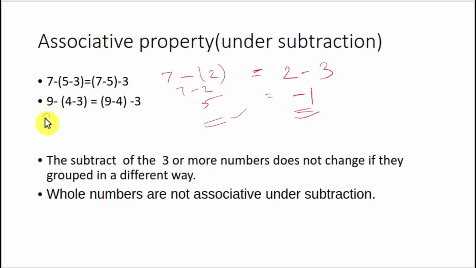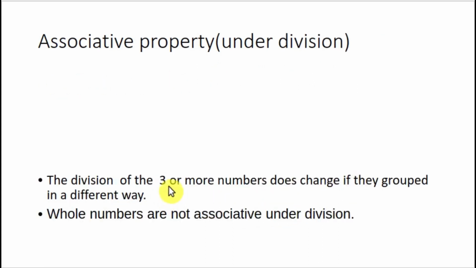Understood? Shall we do one more? 9 minus 4 minus 3. Okay. Here 9 minus 4 is 5, minus 3. So 9 minus 1 is 8. 5 minus 3 is 2. Okay. 9 minus 1 is 8, 5 minus 3 is 1. So when we are grouping in a different way, we are not getting the same answer. So the whole numbers are not associative under subtraction.